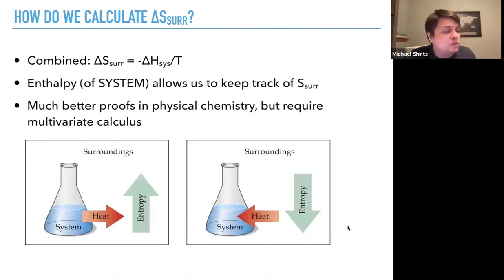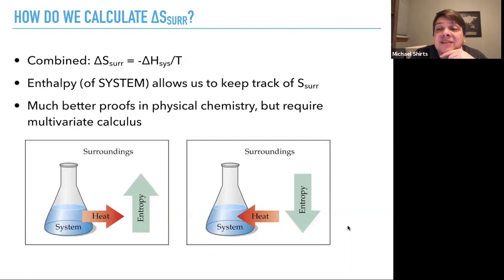Okay, so putting these together, this would say that the change of the entropy of the surroundings is equal to minus the change of the enthalpy of the system divided by T. And this is an extremely powerful equation. Again, there are much better proofs in physical chemistry, but they require a bunch of multivariate calculus to show. It's an incredibly important identity because it allows us to keep track of the behavior of the system and the surroundings as a whole, based on just the enthalpy of the system. That's really quite amazing. We just measure what's going on in the reaction flask, and it tells us everything else that's happening in the surroundings. So this is really cool.